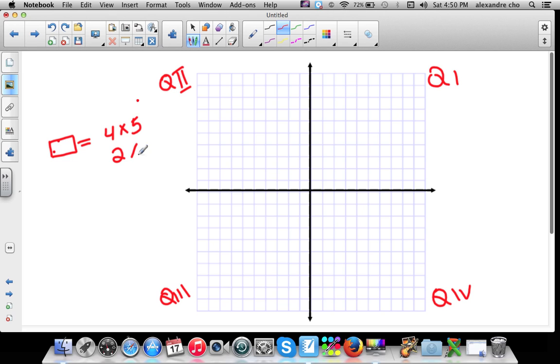It could be a 2 by 10 or a 10 by 2. What else can it be? It can be a 1 times 20 or a 20 times 1. So any of these three, a rectangle, any of these 3 dimensions are okay. So let's just stick to the easiest one, a 4 by 5.